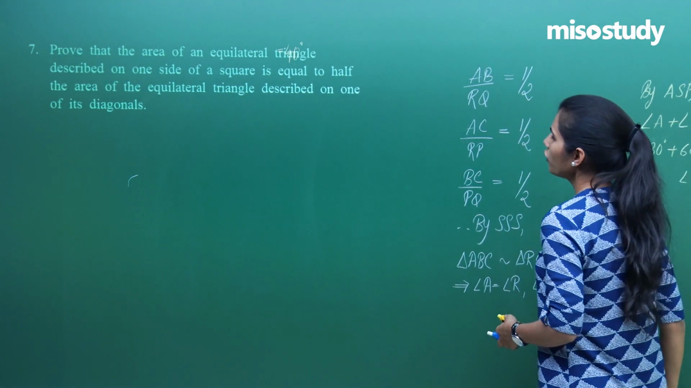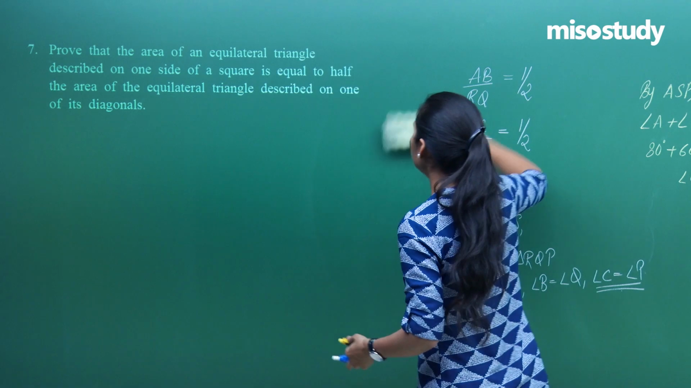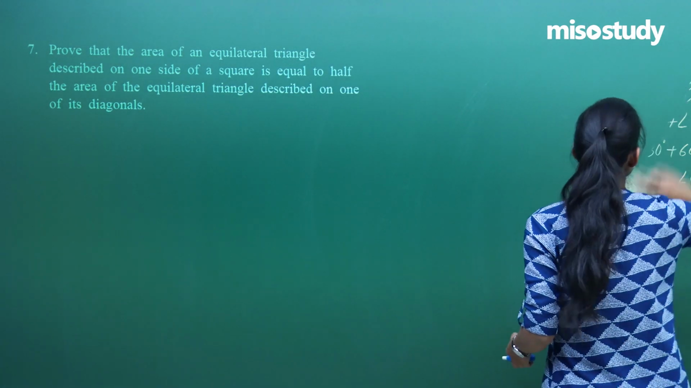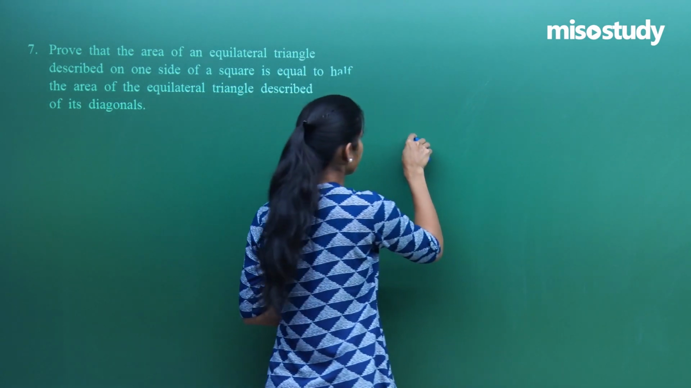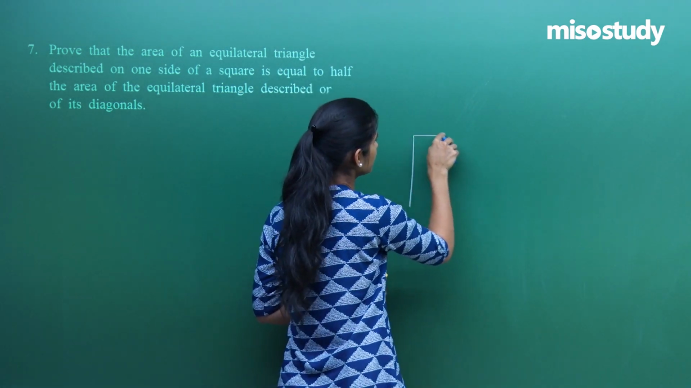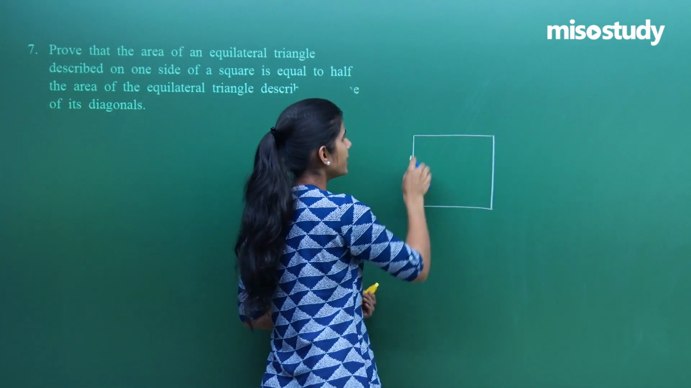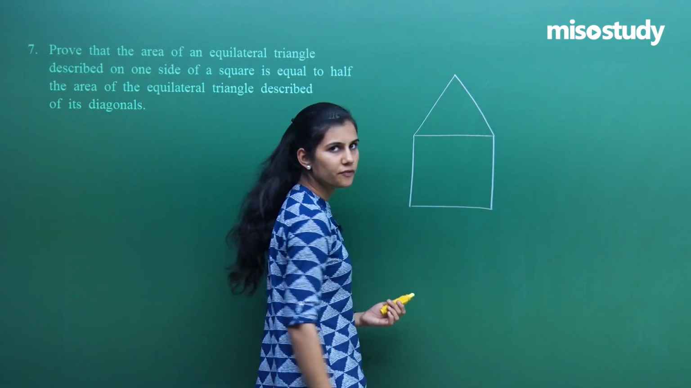Next question says that prove that the area of an equilateral triangle described on one side of a square is equal to half of the area of the equilateral triangle described on one of its diagonals. Let's first draw a square and then try to understand the situation which the question is trying to put us into.